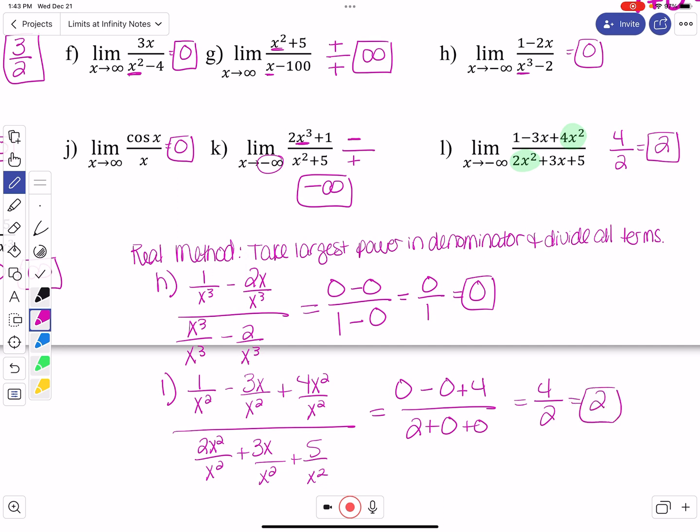So we have our real method. This is where getting our limits comes from, but that's why we use our shortcut.